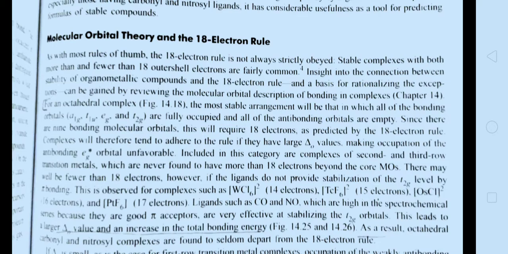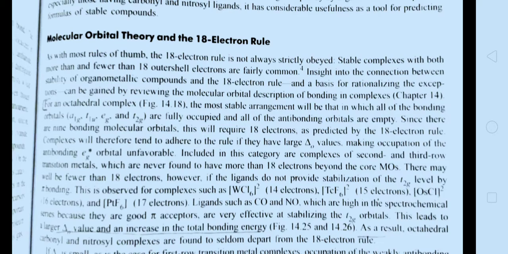A basis for rationalizing the exceptions to the 18 electron rule in organometallic compounds can be gained by reviewing the molecular orbital description of bonding in complexes. The most stable arrangement will be that in which all the bonding orbitals are fully occupied and the antibonding orbitals are empty.